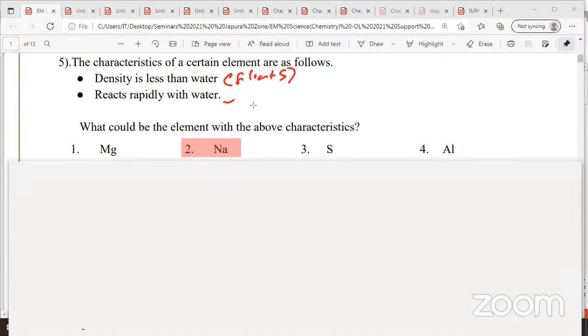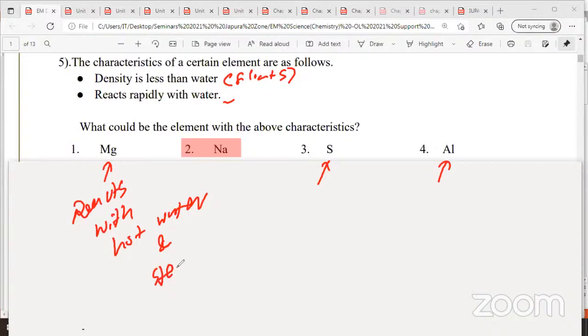Sodium floats on water and reacts rapidly with water. Sulfur has no reaction with water. Aluminium also has no observable reaction with water. Magnesium has no reaction with cold water, but reacts with hot water and steam. Sodium reacts even with cold water, rapidly. Right. Sulfur and aluminium, no reaction with water. Next one. So the answer is second, sodium.